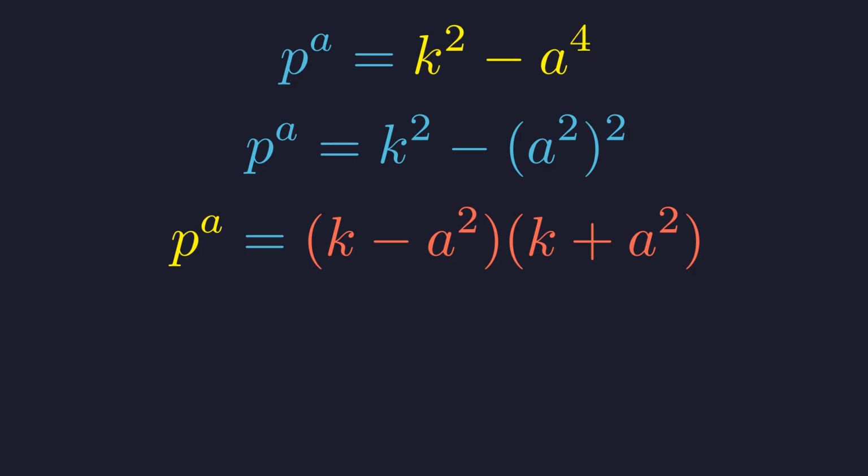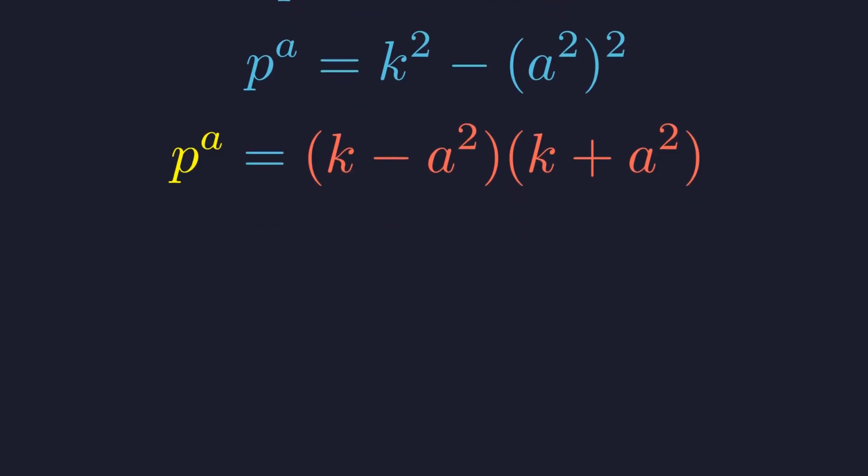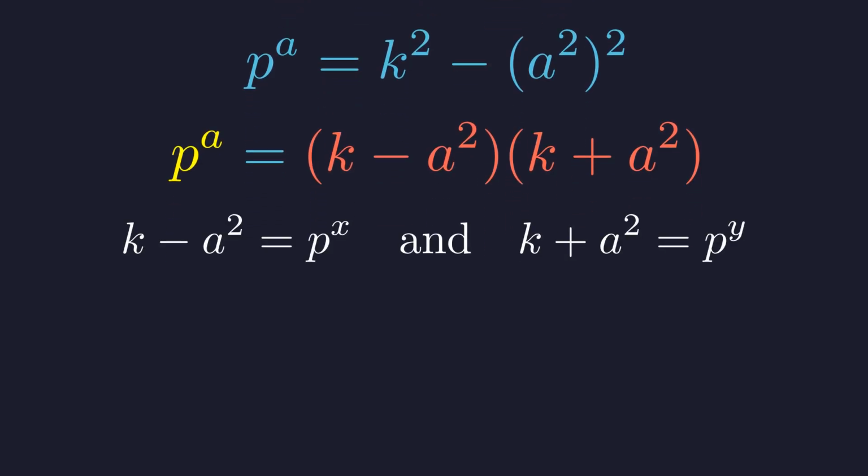The left side is a power of a single prime, p. Therefore, by the fundamental theorem of arithmetic, each factor on the right must also be a power of p. This allows us to set k minus a squared equal to p to the x and k plus a squared equal to p to the y for some non-negative integers x and y.